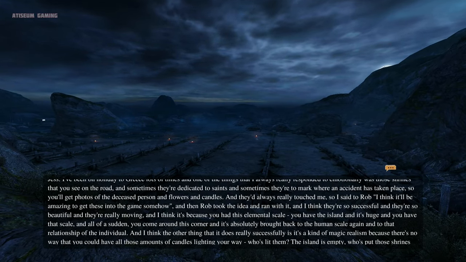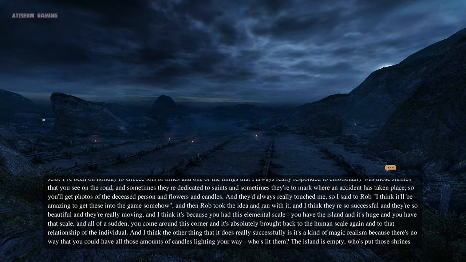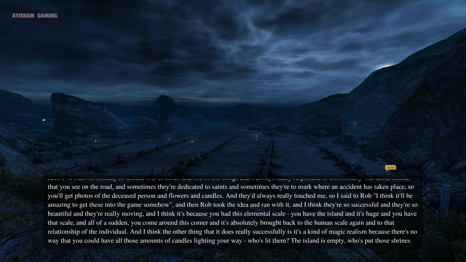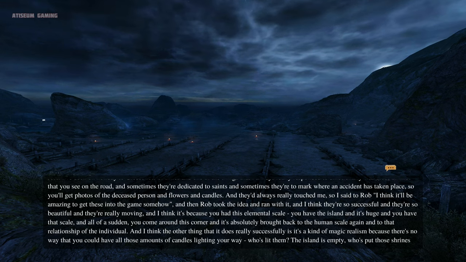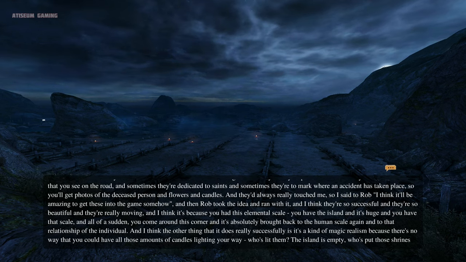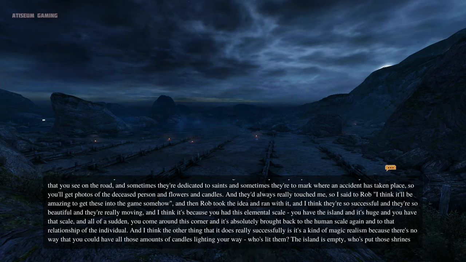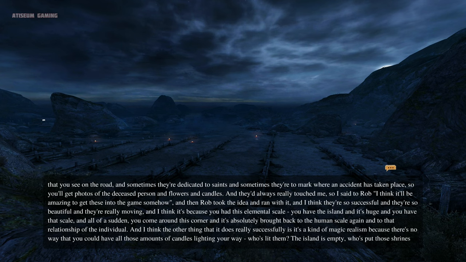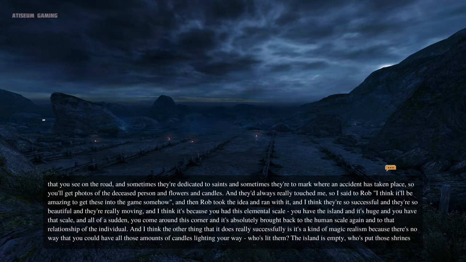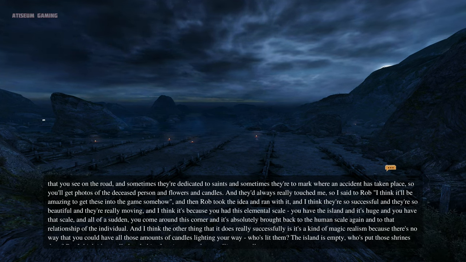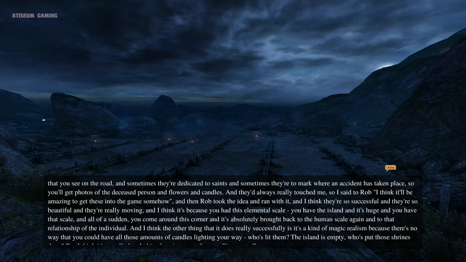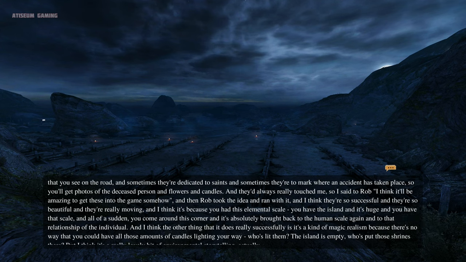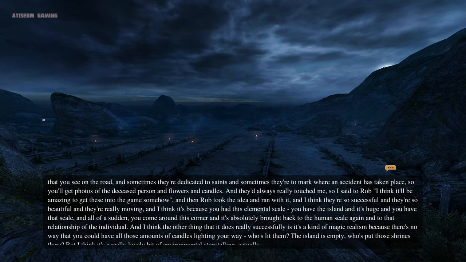And so I said to Rob, I think it would be amazing to get these into the game somehow, and then Rob took that idea and ran with it, and I think they're so successful and they're so beautiful and really moving. And I think it's because you had this elemental scale, you have the island and it's huge, and all of a sudden you come around this corner and it's absolutely brought back to the human scale again and to that relationship of the individual.